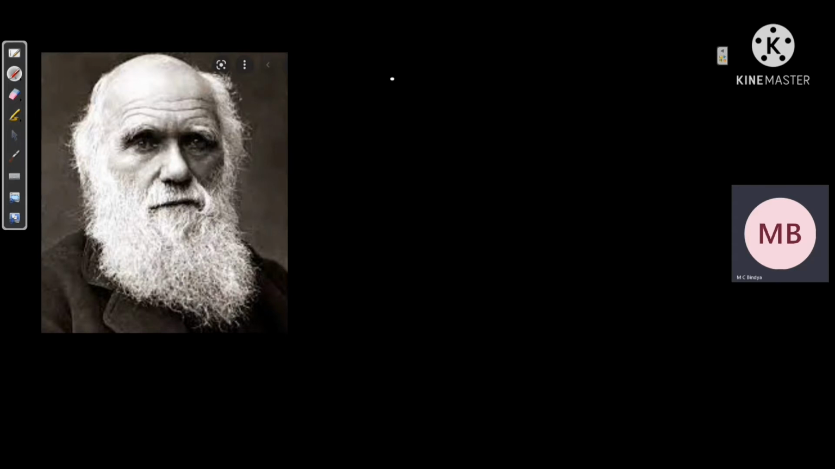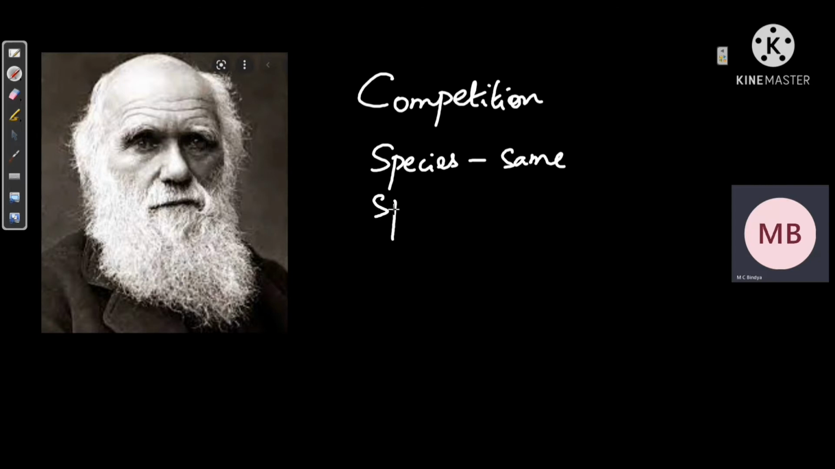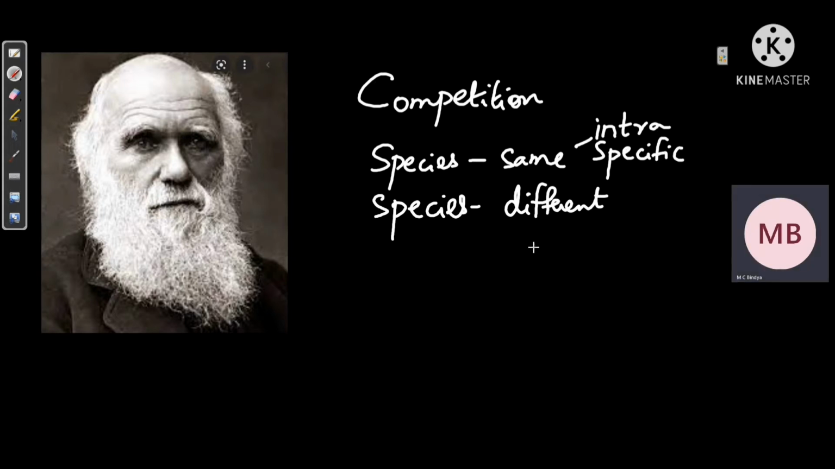Another type of interaction is competition. Competition can happen between the same species, or competition can happen between different species. If the competition is between the members of the same species, we call it intraspecific competition. Whereas if the competition is between different species, we say it is interspecific.